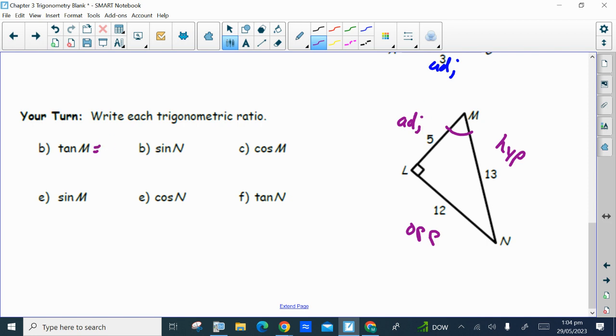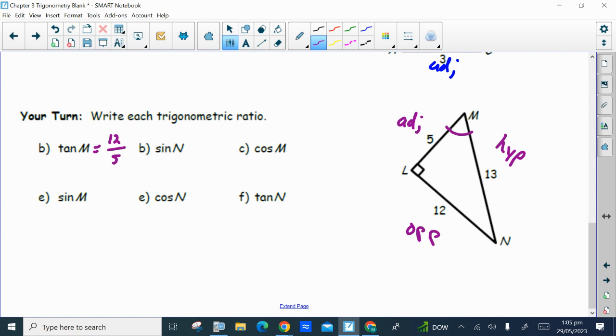And the tangent of M. You have to remember that tangent is opposite over adjacent. It's on the formula sheet. It's there for you. So from M, the opposite is 12, and the adjacent is 5. That's a decimal greater than 1. It's actually 2.4. And tangent can be greater than 1.